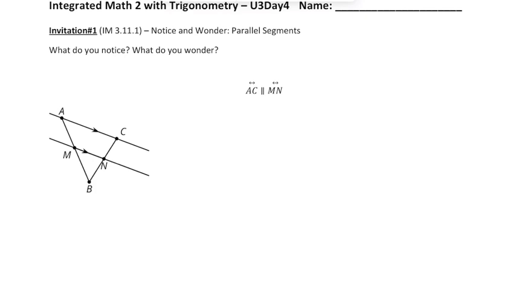All right, so a few noticings. You notice that there are parallel lines. Lines AC and MN are parallel. You might also notice that if you have a set of parallel lines, there's a trapezoid. Quadrilateral AMNC is a trapezoid. You might also notice that there's a triangle that forms.